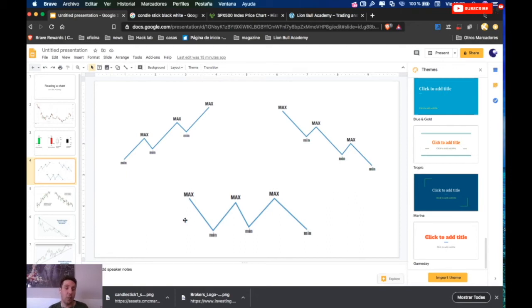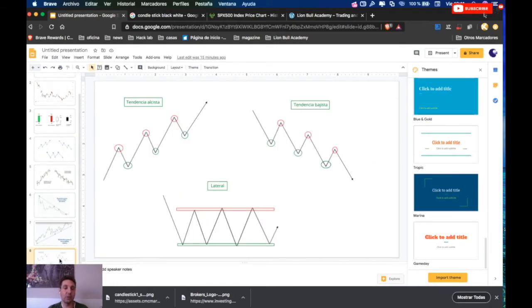And there is one more tendency, because we have three tendencies in the market: up, down, or lateral. What is lateral? That the price maximum and minimum stay in the same position. Like we can see here, the maximum is almost in the same place and the minimums are almost in the same place. That is called a lateral. We can show it better here.